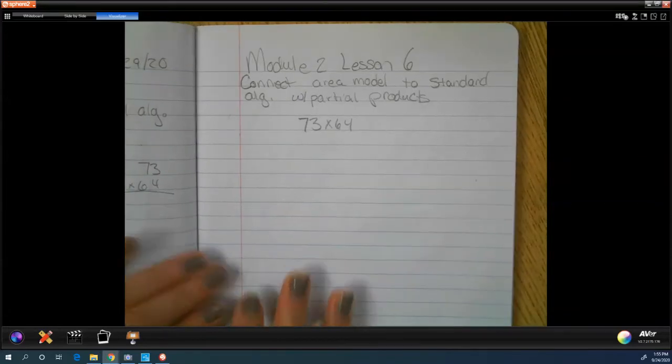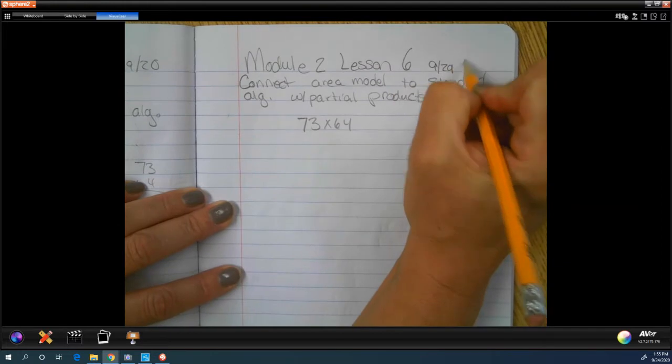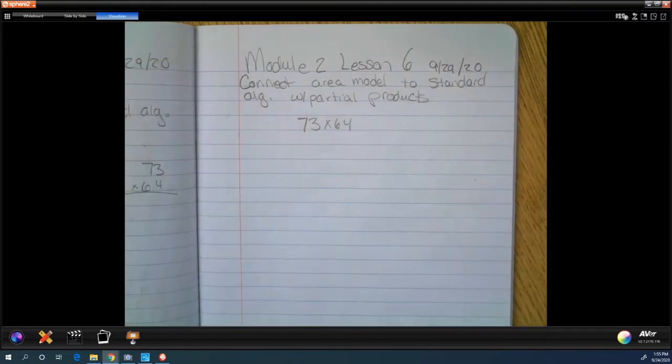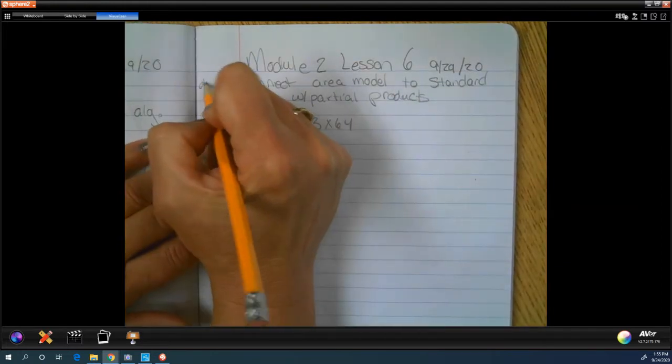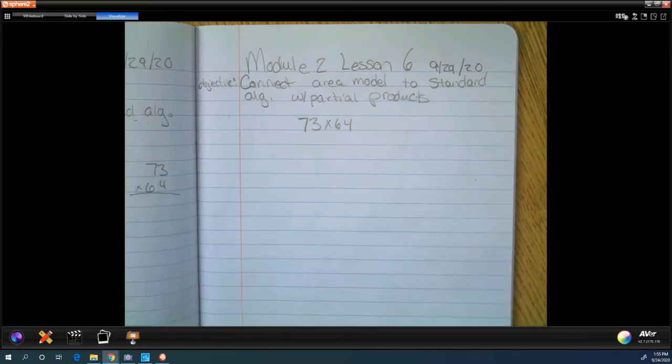Okay, we're doing Module 2, Lesson 6. Today is 9/29/20. Our objective is to connect area models to standard algorithm using partial products. It's a lot like we did on Lesson 5.